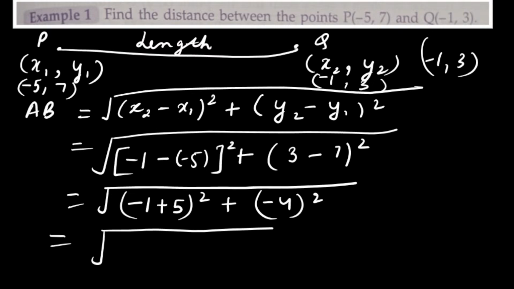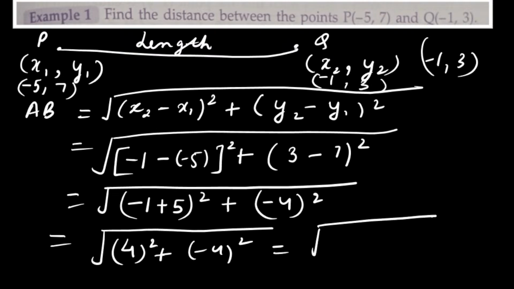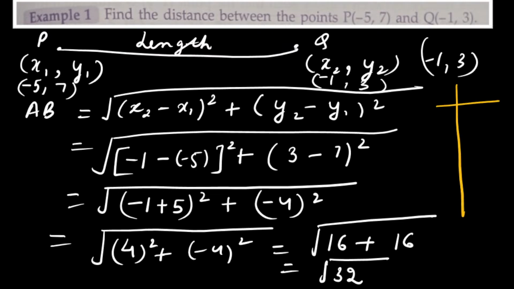Minus 1 plus 5 is 4, 4 square, and minus 4 the square. So 4 square is 16, and minus 4 square is also 16, because square of a negative number is also positive. So this is root 32. Root 32 further we can simplify. Further simplification we can do by prime factorization. So 32's prime factors we can make. You all know how to make prime factors.